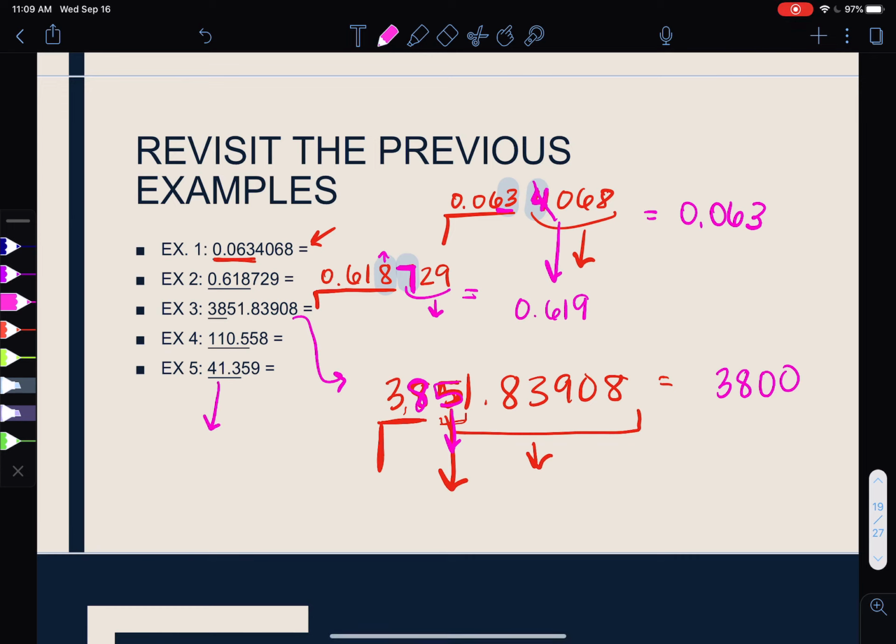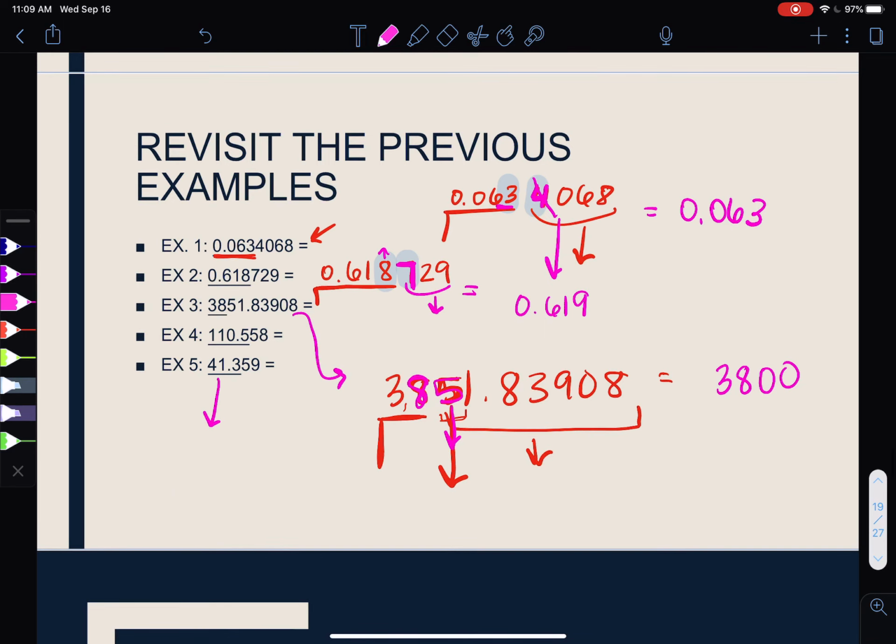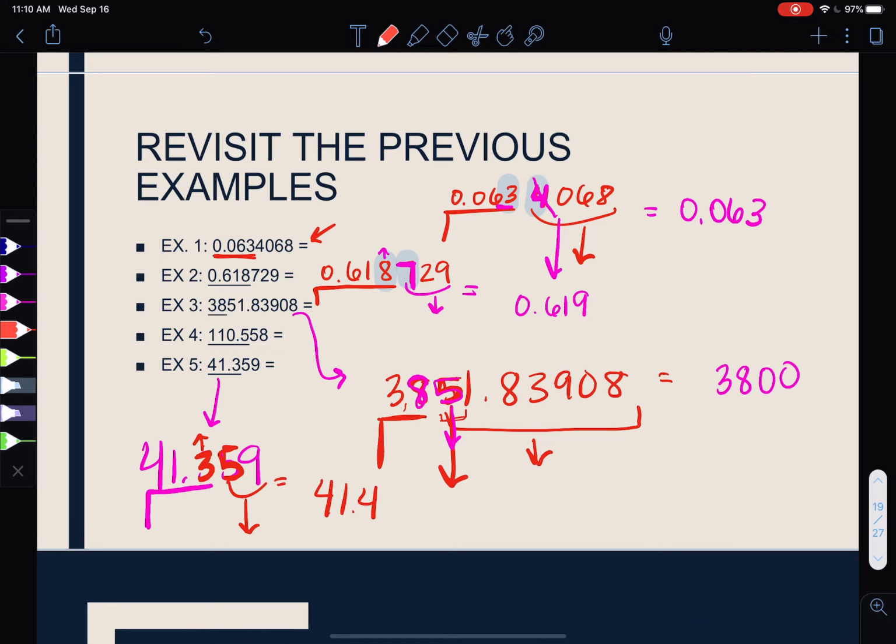So let's do this one. 41.359, I forgot my decimal point. We stopped here. This is our cliff, so that means that these are falling off. We look at the number that's about to fall and we say, is it less than 5, more than 5, or equal to 5? Well, it's equal to 5. So we say the preceding number, this 3, has to be even. Is 3 an even number? No, so we have to round it up. So our answer is 41.4.